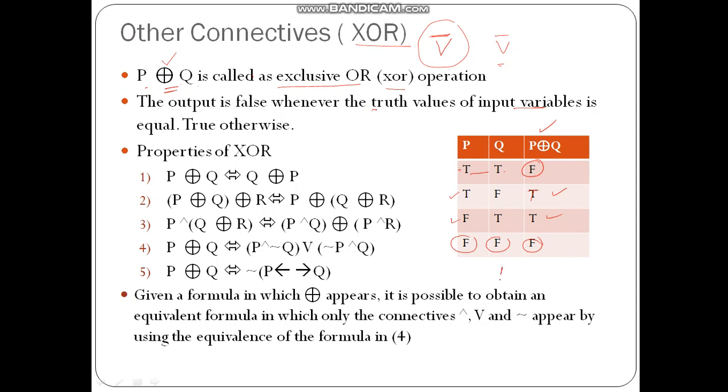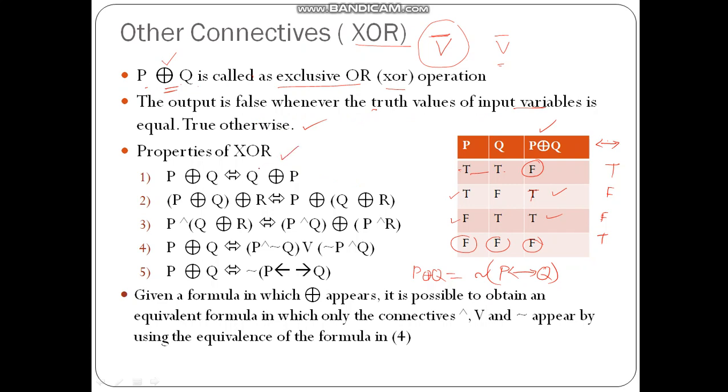I can compare this with another connector, P biconditional Q, and I can say that P XOR Q is equal to negation of P biconditional Q, because if you find the truth table for P double implication Q, true true is true, true false is false, false true is false, and false false is true. So this is the negation of that. The output is false whenever the truth values of the inputs are equal, and it is true otherwise.